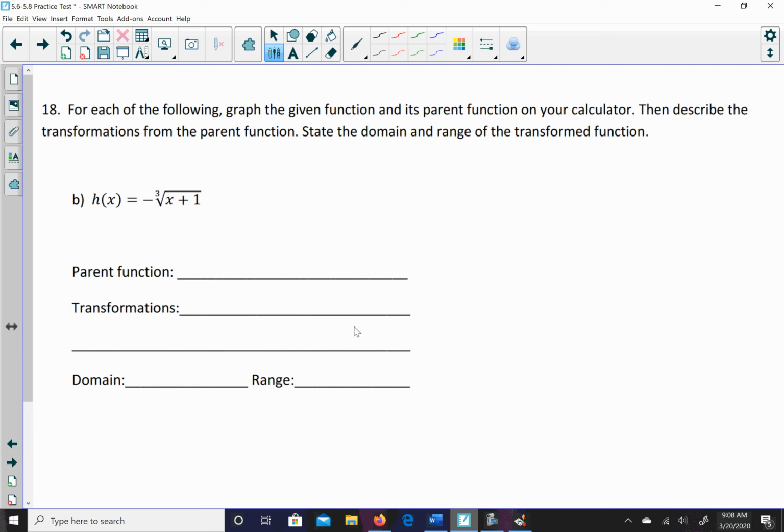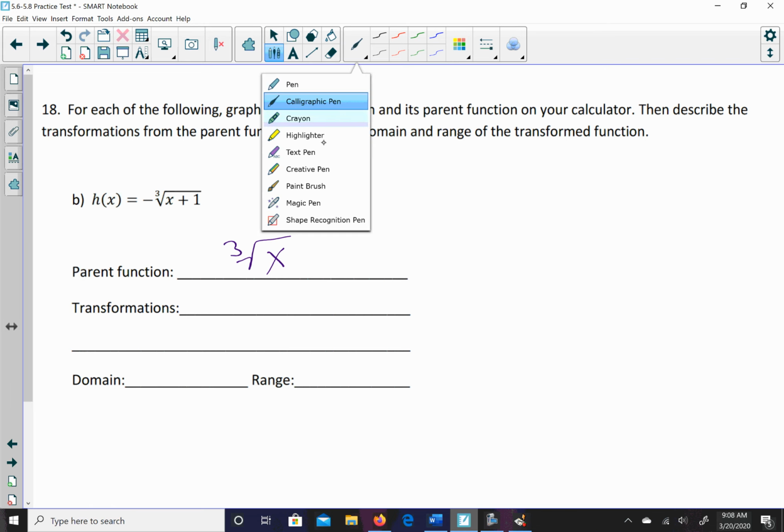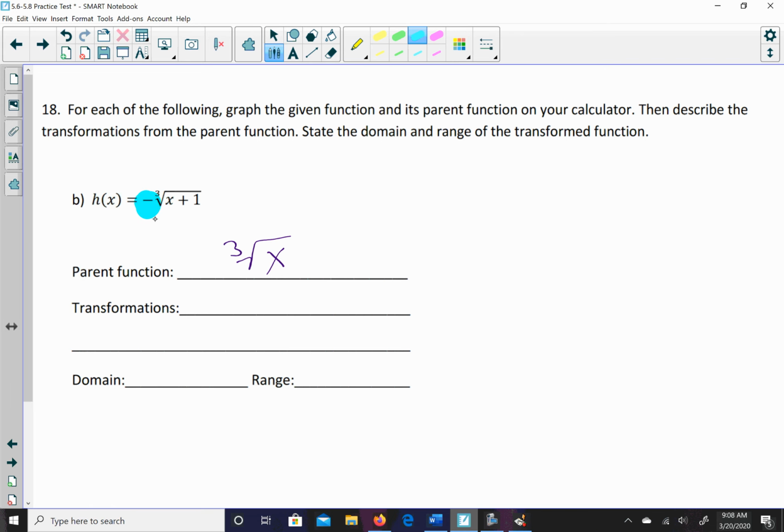Okay, next I'm graphing on my calculator. All right, the next one, I'm doing the cube root. The parent function would be the cube root of x. The transformations, again, I'm going to look for everything that looks different. So I have this negative sign, and I have this plus 1. So in this case, I only have 2 transformations. So let's take care of those 2 transformations.